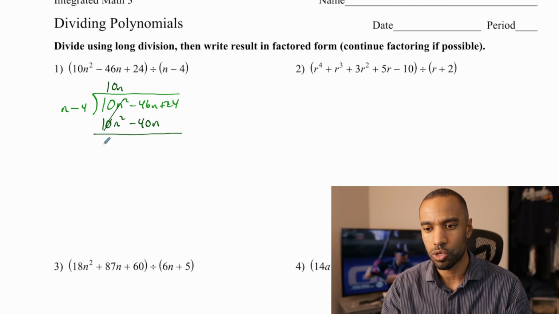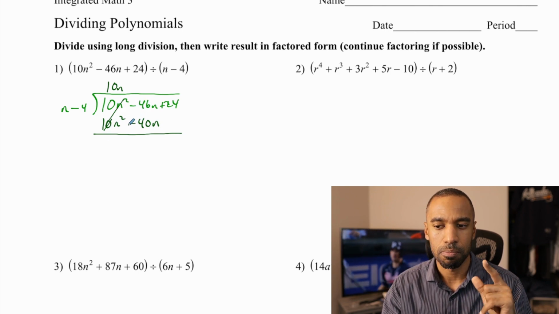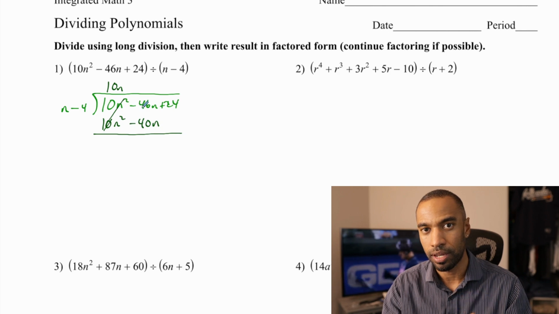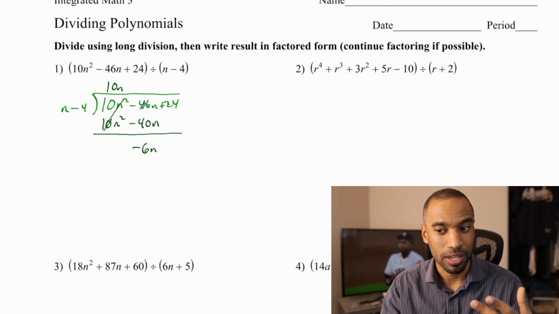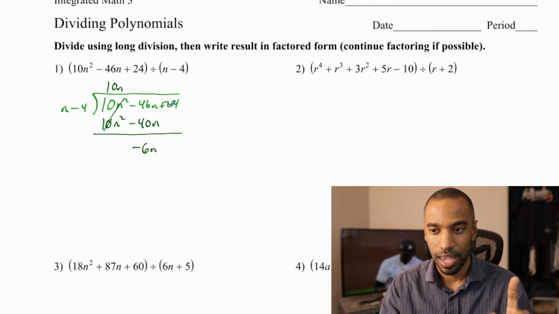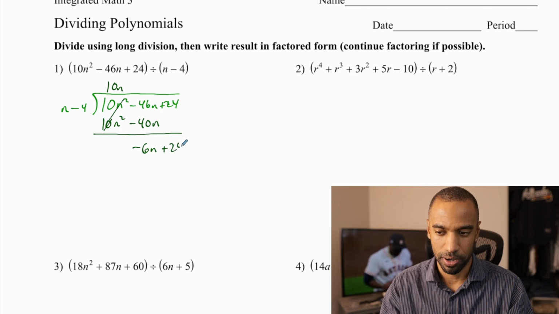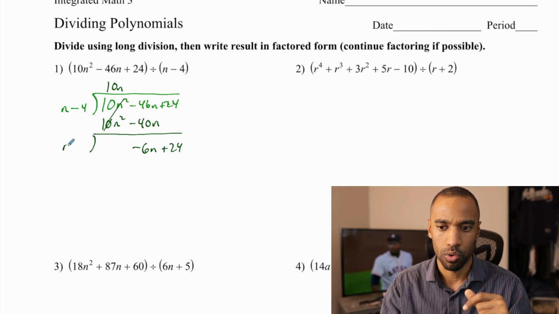Anyway, 10n squared minus 10n squared is 0. That one's gone. Negative 46 minus negative 40n is negative 46n plus 40n, and that is negative 6n. No, I did not write the plus there. I subtracted a negative, though. And 24 minus 0 is 24. So we bring down the 24 there, and we are going to repeat this process.